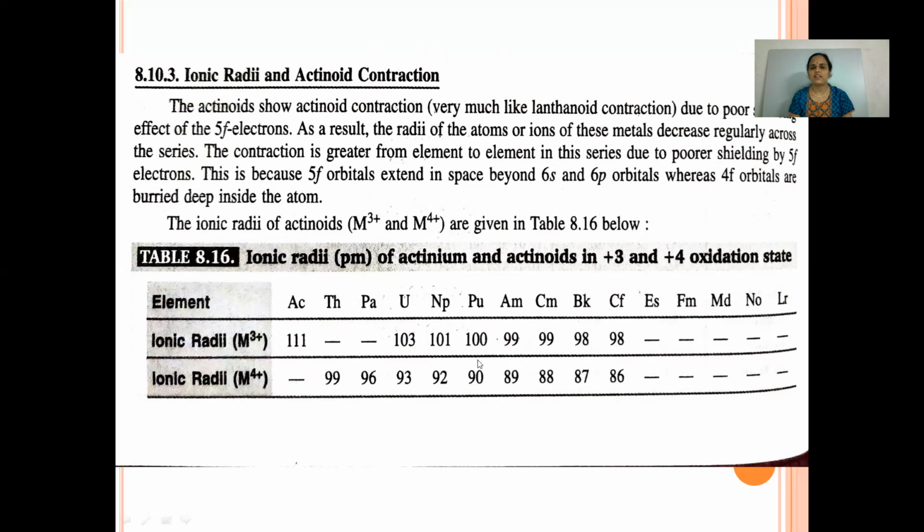The ionic radii are decreasing. So the decrease in the ionic radii as well as the atomic radii of the actinoid elements with increase in atomic number is called actinoid contraction.